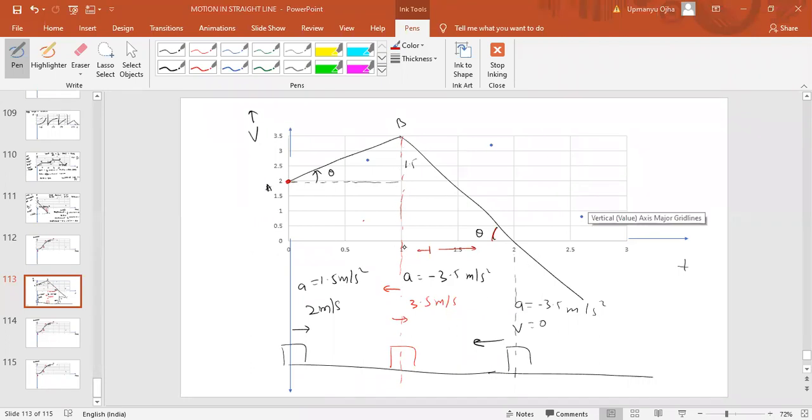Now at t equal to 1 second, the particle decelerates and the velocity becomes 0 at 2 seconds. Now when the velocity becomes 0, the particle turns back. It turns back and it starts moving on the negative side. That is why its velocity is increasing on the negative side. So this portion represents the velocity increasing on the negative side. Okay, fine.